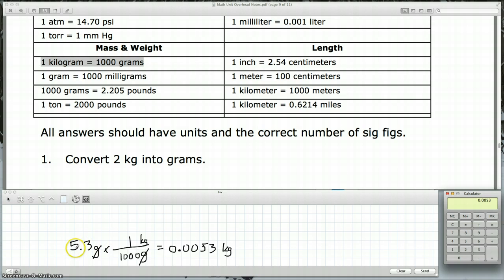Starting number, we have 2 sig figs. Ending number, we have 2 sig figs. Remember, zeros in front of small numbers are never sig figs. So those zeros are not sig figs. The 5 and the 3 are our 2 sig figs. Started with 2 sig figs, end with 2 sig figs. We're good.